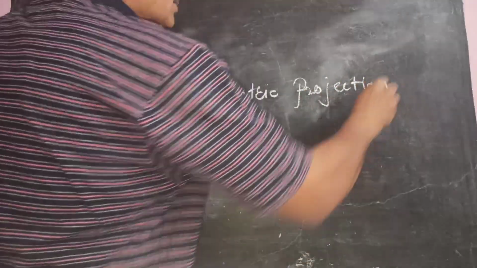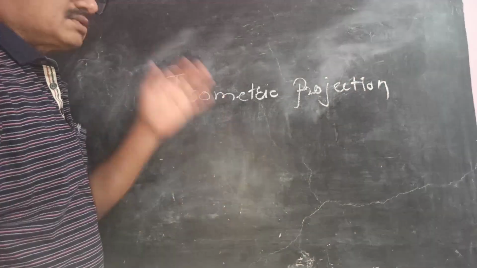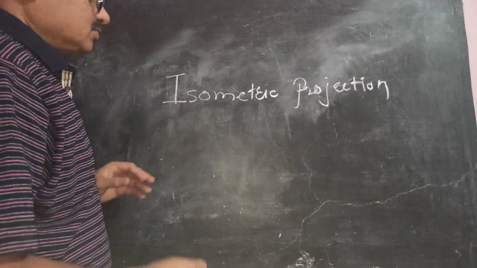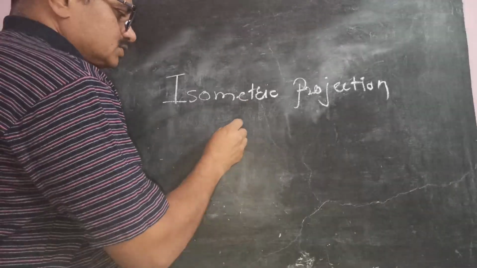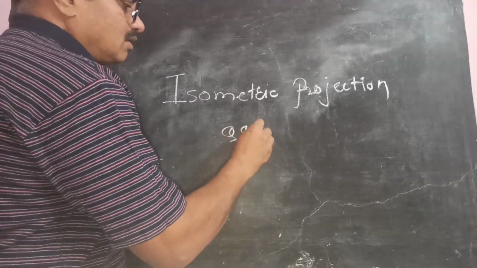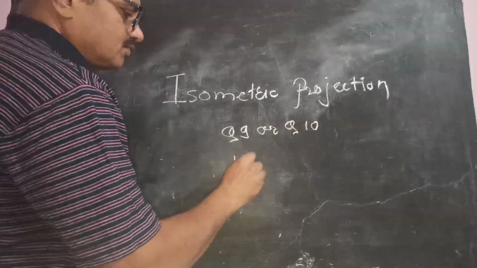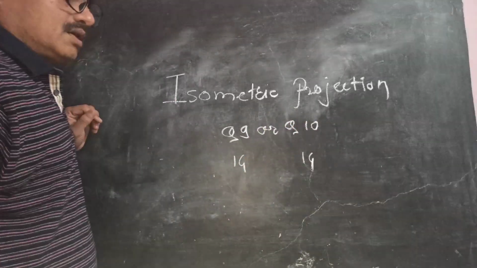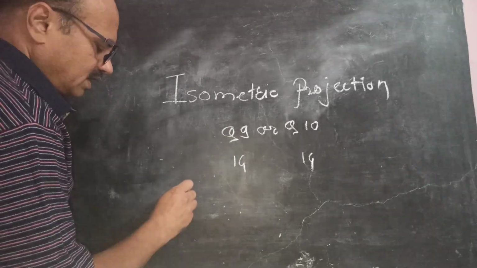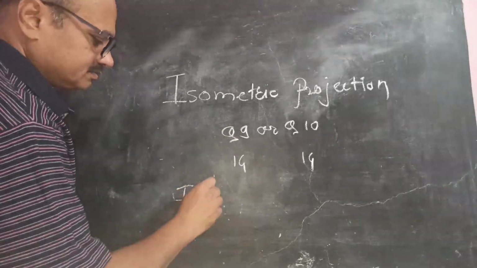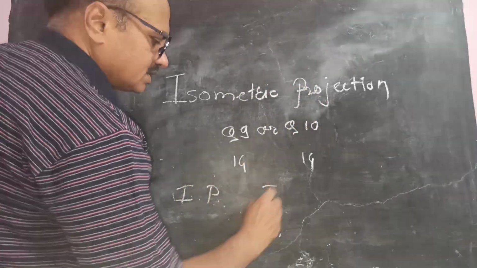Now, as we are seeing the orthographic projection, there is one single problem which is asked for 14 marks. Here also there will be two problems, question number 9 or question number 10. Each will be asked for 14 marks. Out of this, one question will be asked for isometric projection and one question will be asked for isometric view.